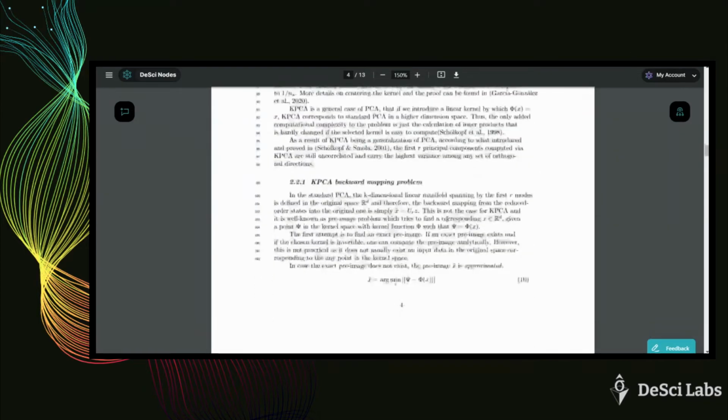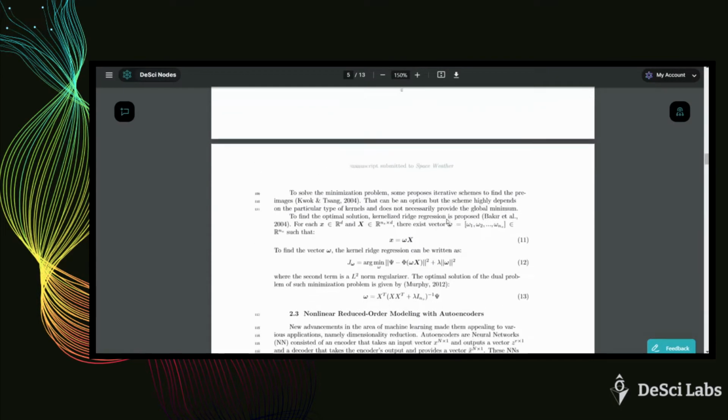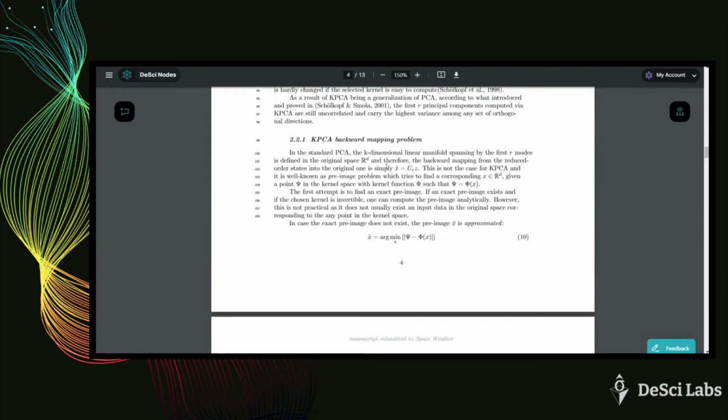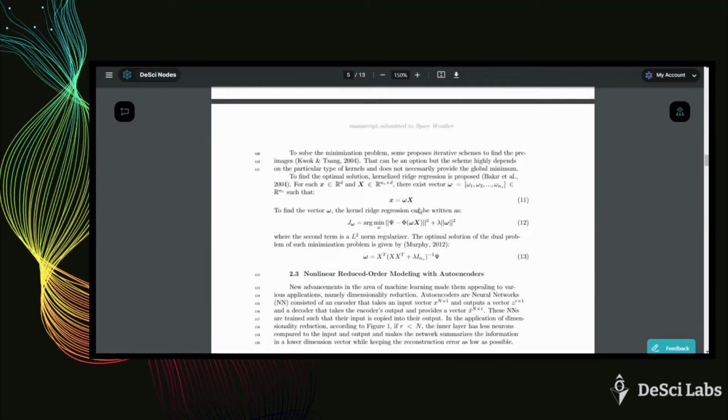In many applications in reduced order modeling, this is not very important because they usually use KPCA, for example, for regression. So they just need to work in the reduced order states. They don't need to come back to the original space. But in our application, we needed this backward mapping. That's why we had to work on it a little bit more. But of course, this is doable via the method that I just described.